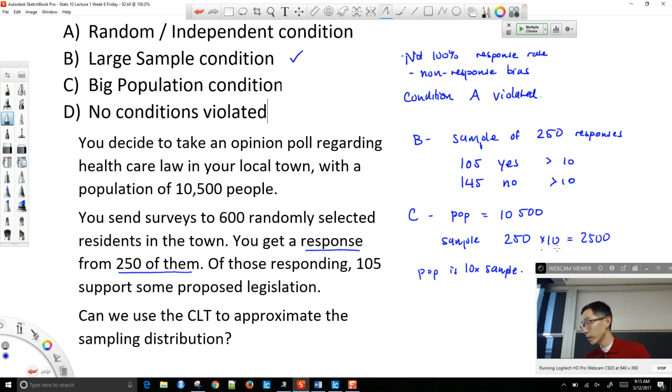If we had a 100% response rate, we would have a sample of 600, and our population is still bigger than 10 times our entire sample. So that condition is met. But again, our random independent condition has been violated. And this is the real crux of the problem when we are talking about doing opinion polls and surveys. It's truly difficult to get a random sample.